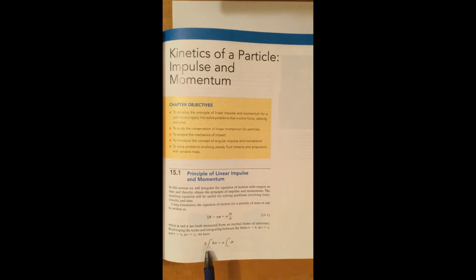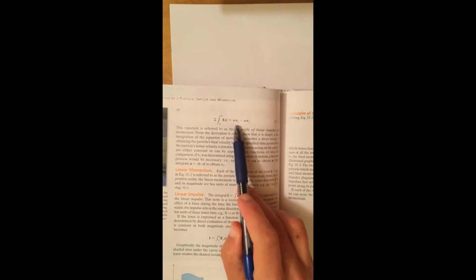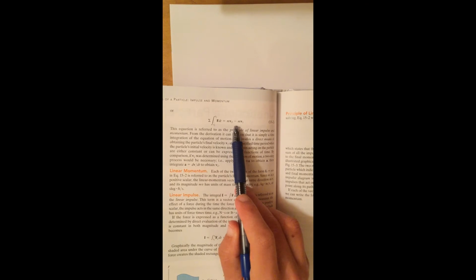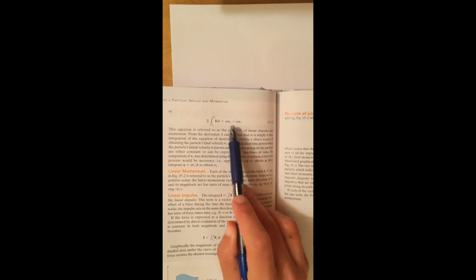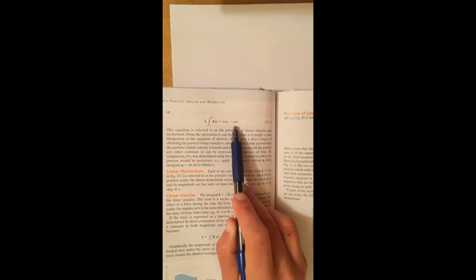This is the integral of the net force with respect to dt, giving you the impulse. On the right-hand side, you have the mass times the integral of dv. If you do that integral, you get the mass times the velocity 2 minus mass times velocity 1. This is the change in momentum.